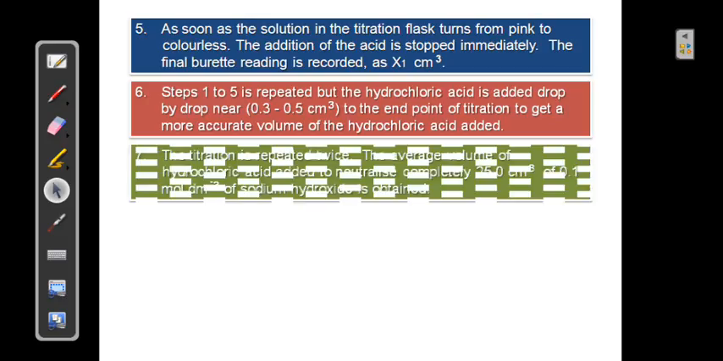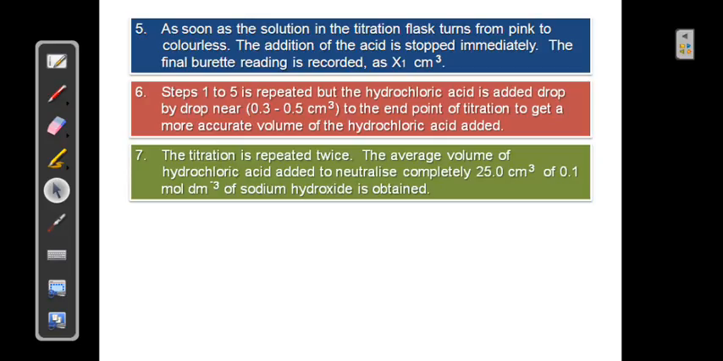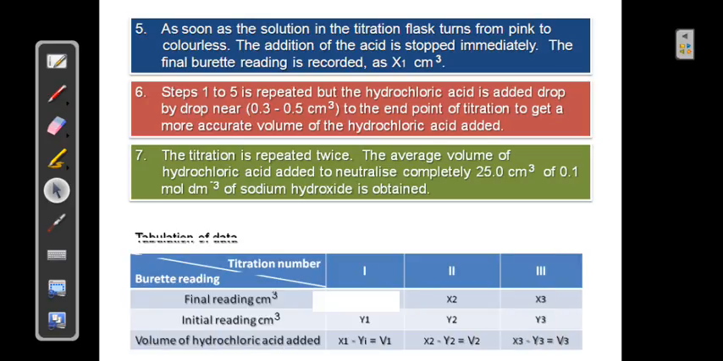Number 7, the titration is repeated twice, and the average volume of the hydrochloric acid added to neutralize completely 25 cubic centimeter of 0.1 mole per cubic decimeter of sodium hydroxide is obtained. So you need to do this 3 times. Then you get the average reading from all the 3 experiments. Then you will tabulate the data. So you will do your data in this manner.